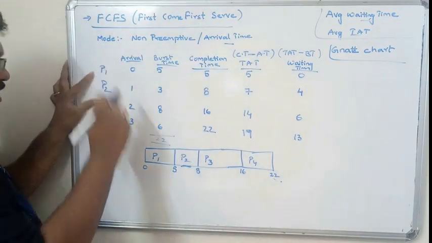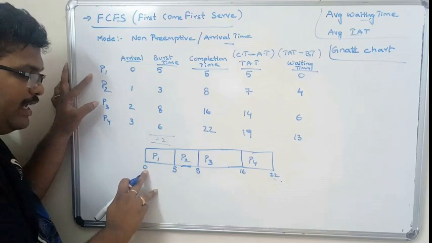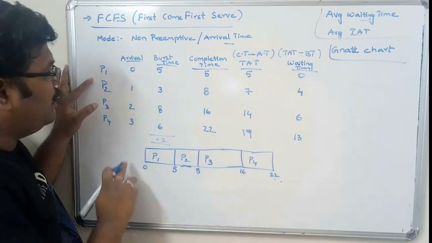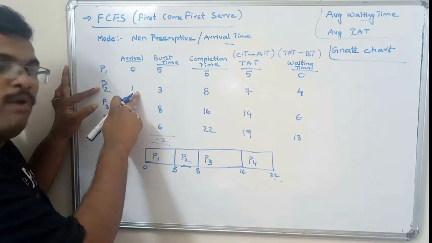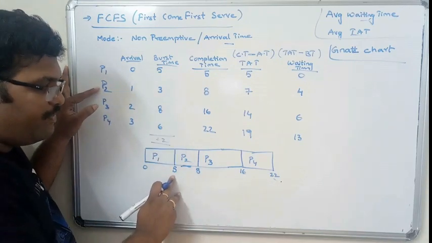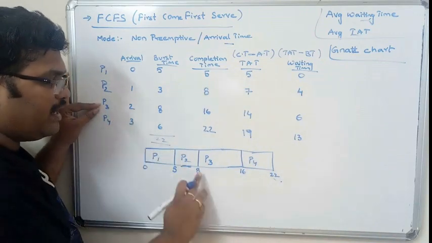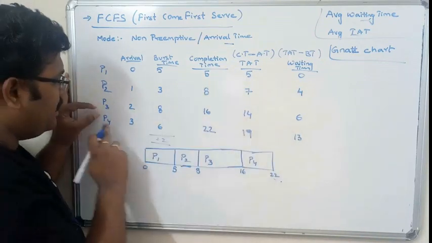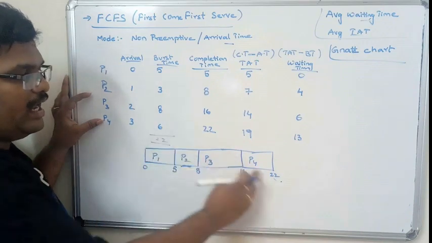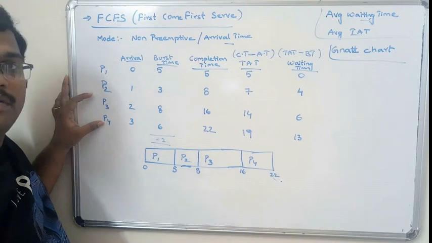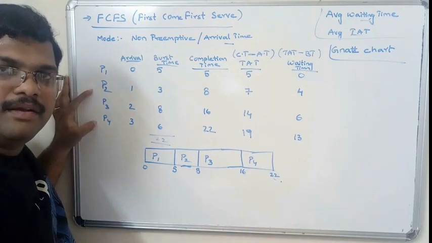Hope you understood. So P1 arrived at 0. Here the CPU is allocated at 0. So automatically there is no waiting time. Next, P2 arrived at 1 and the CPU is allocated at 5. So 5 minus 1, 4. P3 arrived at 2 and allocated at 8. 8 minus 2, 6. P4 arrived at 3, allocated at 16. 16 minus 3, so 13. Right? Hope you understood this simple thing.